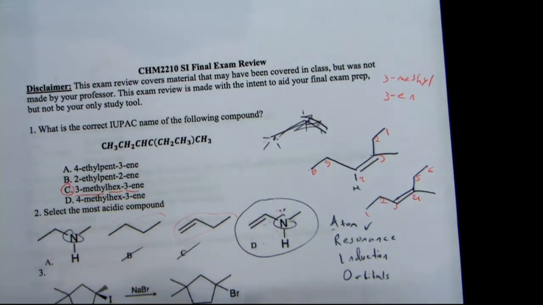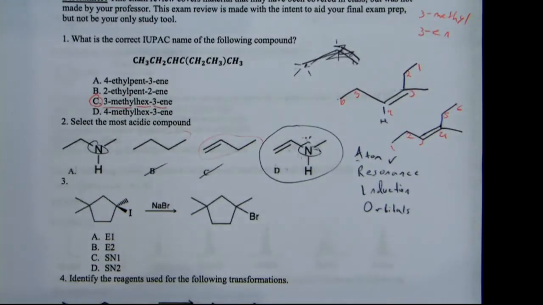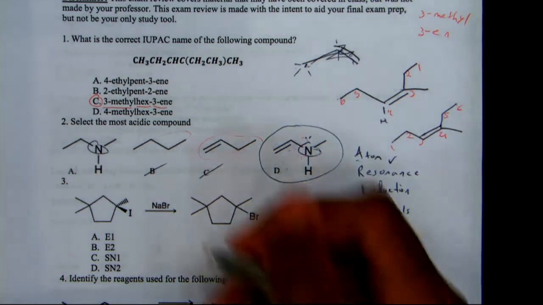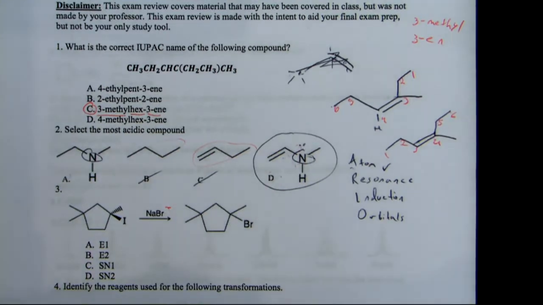For number three, it's really simple. It's just asking you E1, SN1, SN2, something like that. Number three is really simple. Ordinarily, I feel like a lot of people would choose SN2, but then you'd see a really big problem with that. People would think because you have a Br minus, because it's attached to a sodium, you would have a strong nucleophile, so they think it's SN2.